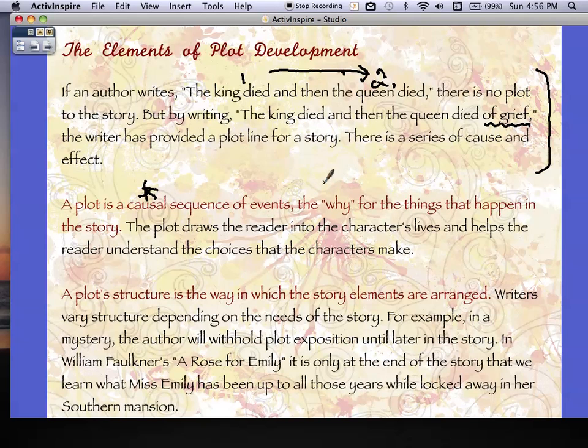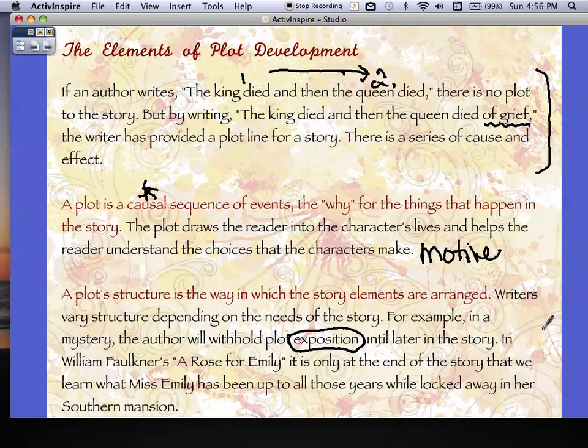The why things happen. Okay, plot is what draws us in, and it helps us understand why characters do what they do, or motive. Okay, I do the things I do because of the way I feel about the things that have happened to me. Okay, the plot is structured in a particular way. The way the writer structures the plot depends on how they want you to understand the story. For example, in a mystery, you maybe don't get exposition until the very end, because if you knew what the exposition was, it wouldn't be a mystery.